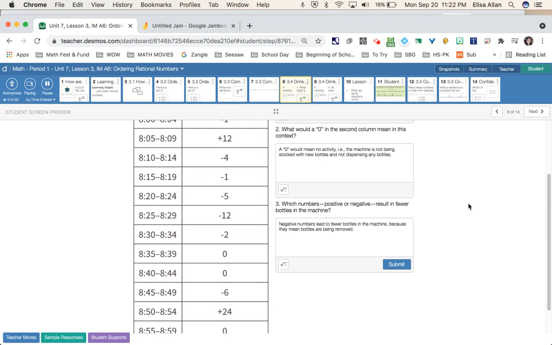The last idea here, which is for number 3, asks which numbers, positive or negative, result in fewer bottles in the machine. And here we are seeing that negative numbers lead to fewer bottles in the machine because that means that bottles are being removed from the machine.